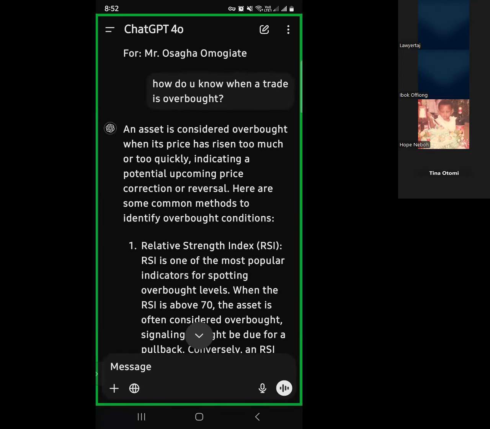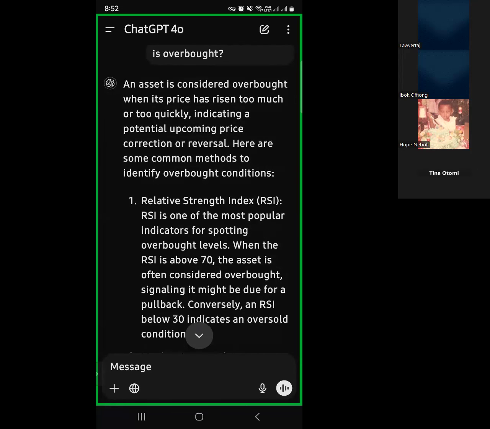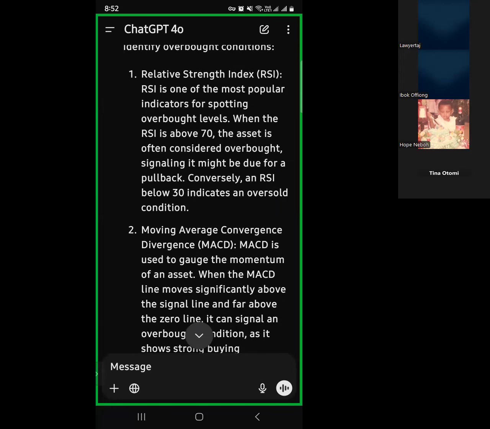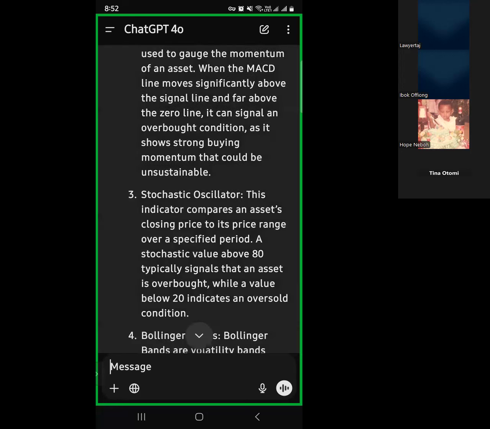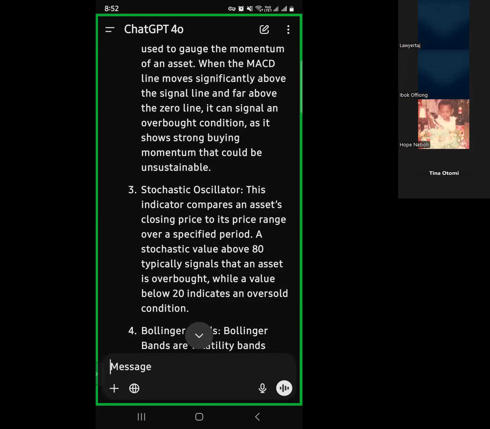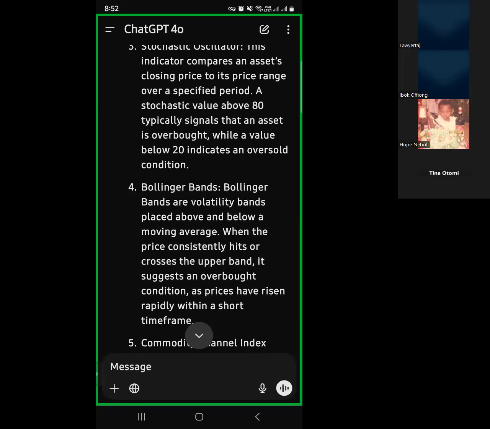Right, so an asset is considered overbought when its price has risen too much or too quickly, indicating a potential upcoming price correction or reversal. Here are some common methods to identify overbought conditions. The use of RSI indicator. That's one of it. The second one is the use of the moving average convergence divergence, MACD. The third is the use of stochastic oscillator. And the fourth, the use of Bollinger Band.